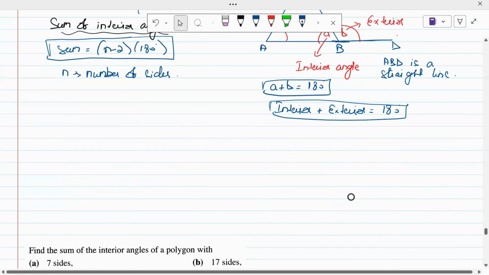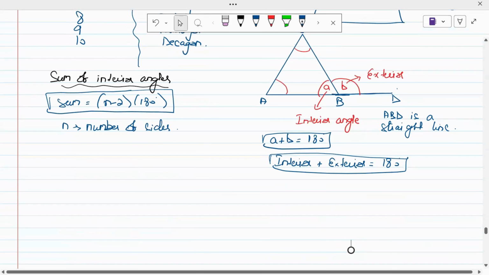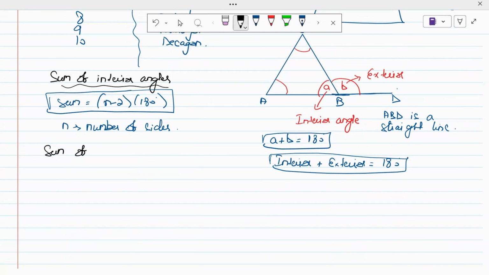And then we know that we have exterior angles also. So for exterior angles, sum of exterior angles. No matter what polygon it is, either it's a 4-sided, 5-sided, 10-sided, 20-sided, 25-sided, no matter how many sides are there, the sum of exterior angles will always be 360.